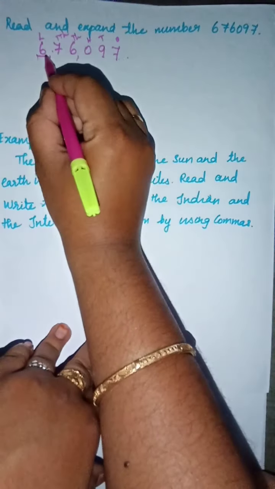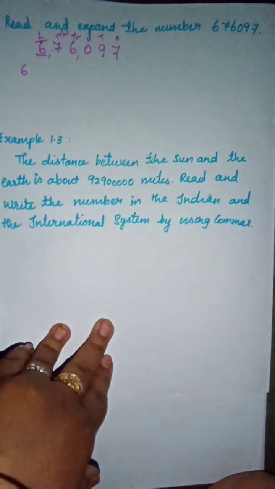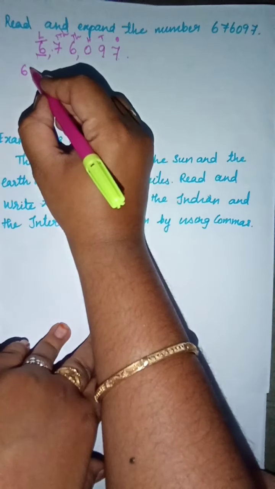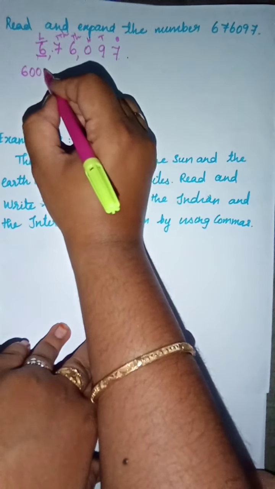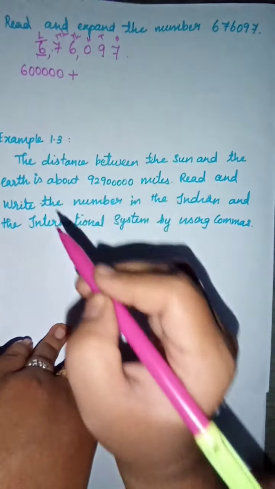Okay, now the first digit, that is 6. So it comes under lakh. So for lakh, how many zeros will be there? There will be 5 zeros. So we have to put 5 zeros here. 1, 2, 3, 4, 5. Okay, next we have to put the symbol as addition.